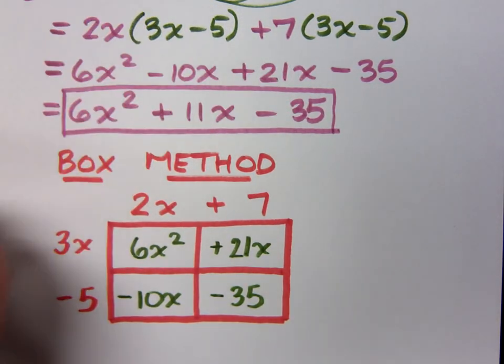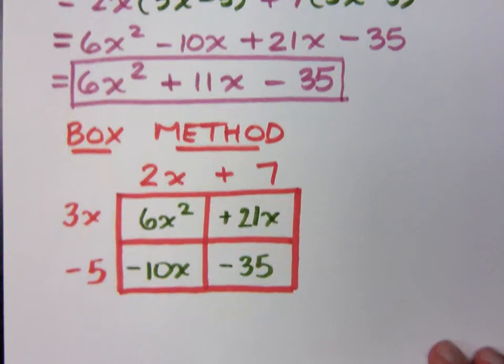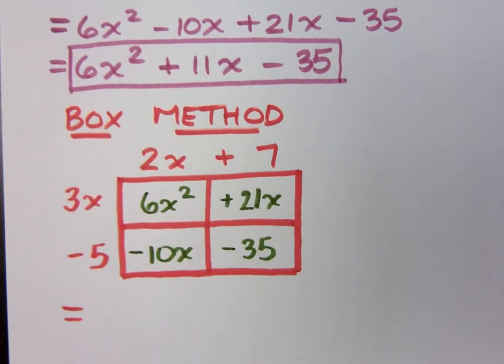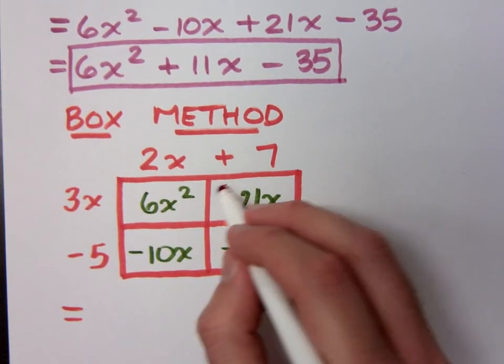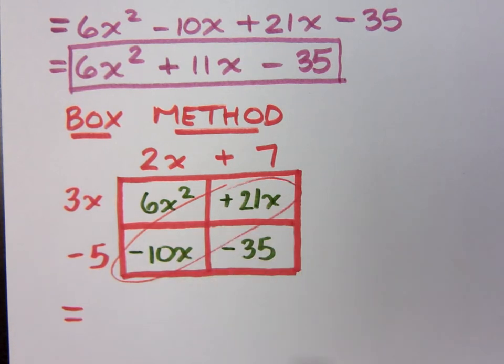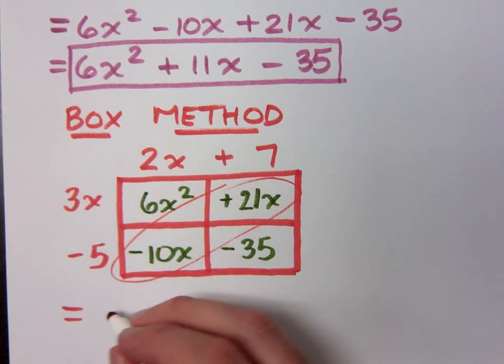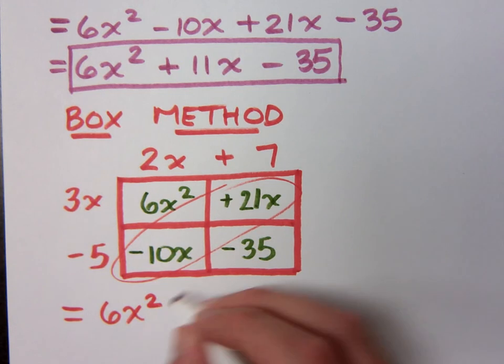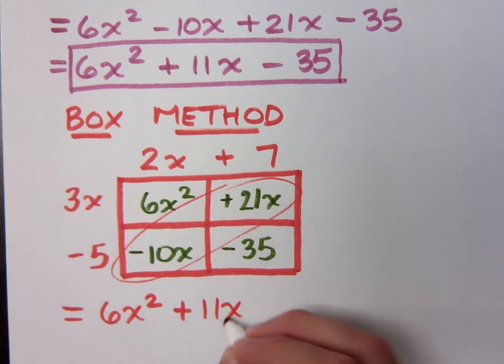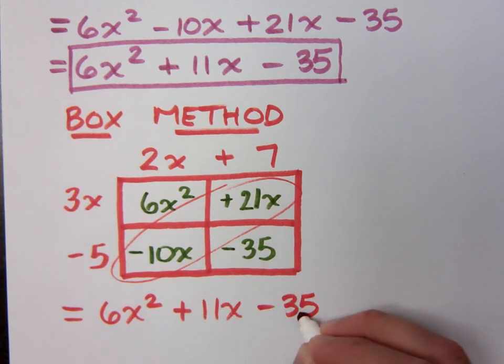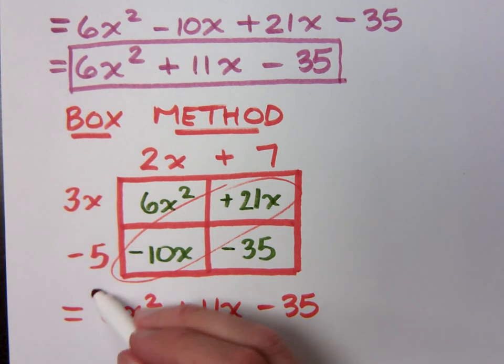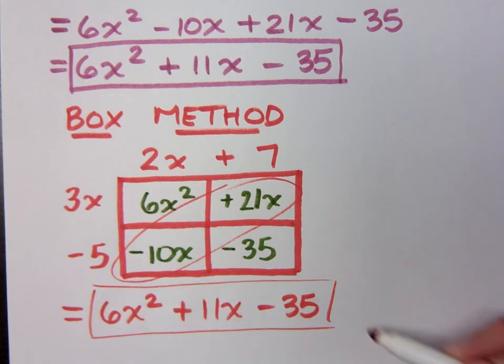And so the answer that you get here is the same that we had the first time. And what you're going to see a lot of times when you use this box method is that your like terms tend to line up on the diagonals, like that. So I get 6x squared plus 11x minus 35. The same answer I had before.